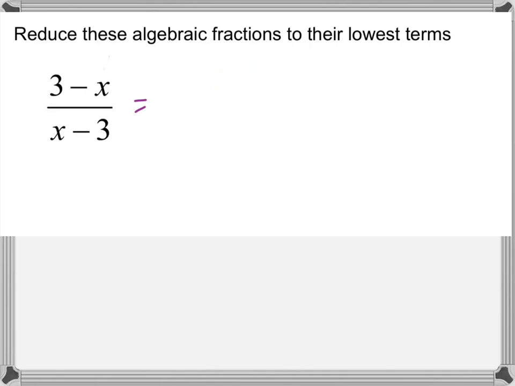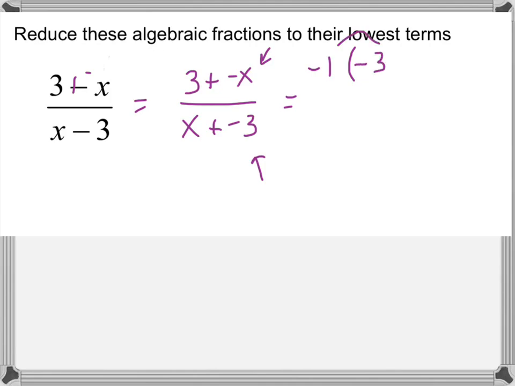Well, let me just do it this way first. Let's just rewrite this with addition first. So let's leave this as 3 plus negative x and x plus negative 3. Okay, so the problem is the negative is on the x in the numerator and the negative is on the 3 in the denominator. So you can factor out a negative 1. So this is the trick. So if you factor out a negative 1, 3 becomes negative 3 because if you multiplied those back again, you'd get 3. And if you factor out a negative 1 for x, you would get positive x.